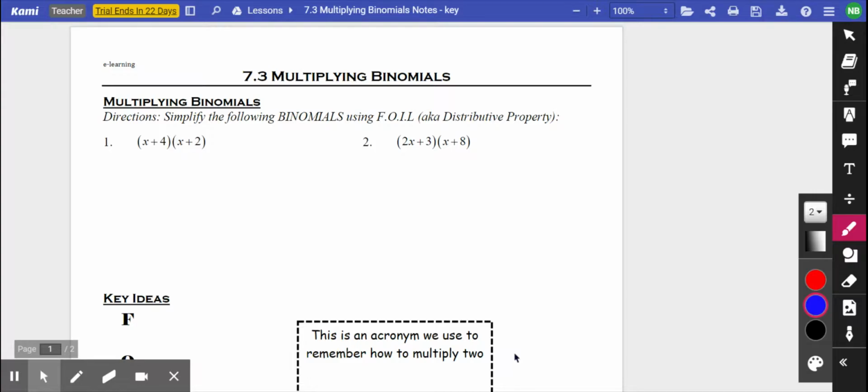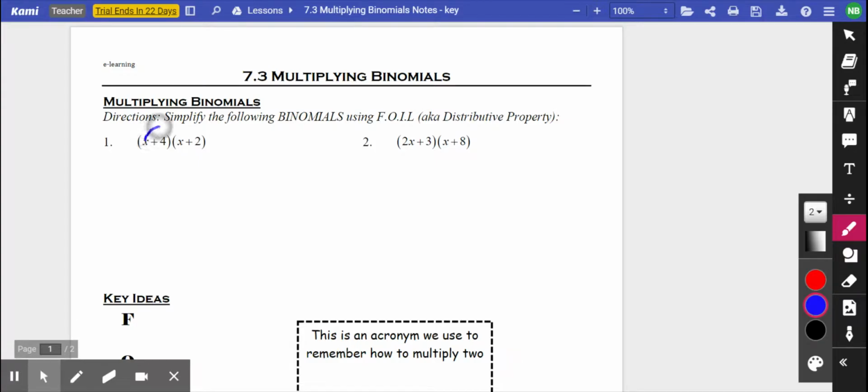Okay, so look at that. A binomial has two terms here, right? So we're multiplying two-term polynomials together here. So in example number one, we have x plus 4 times x plus 2. Okay, so to simplify multiplying binomials, we are going to do this.